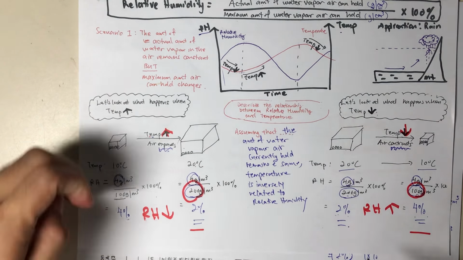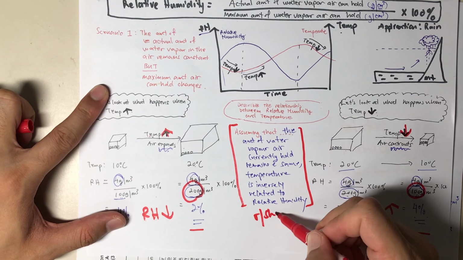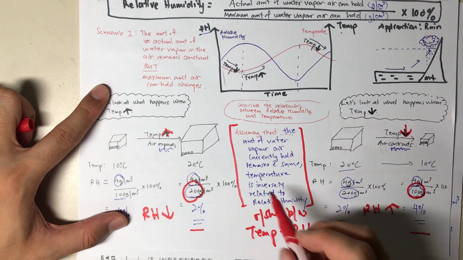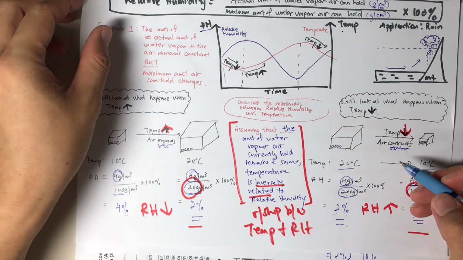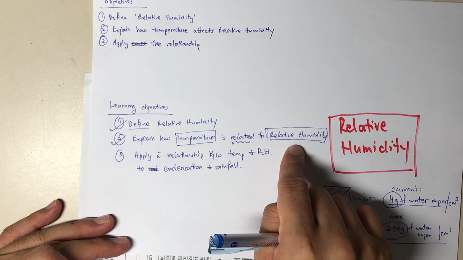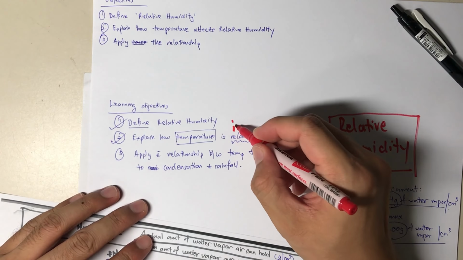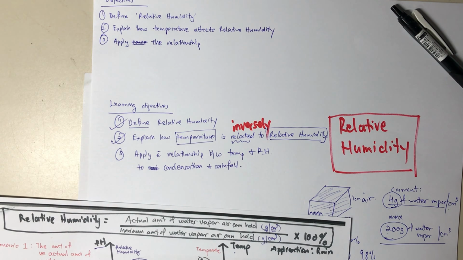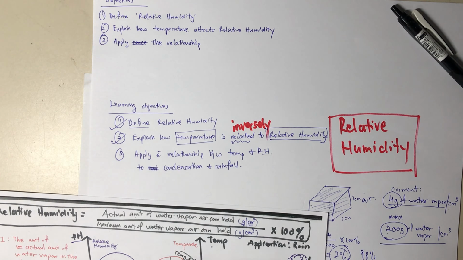Okay, so what I've just written here is basically the relationship between temperature and RH, and the keyword is inversely related. What I've just illustrated to you is how temperature is related to relative humidity. The answer is they are inversely related. Okay, now we are going to apply this relationship to rainfall.